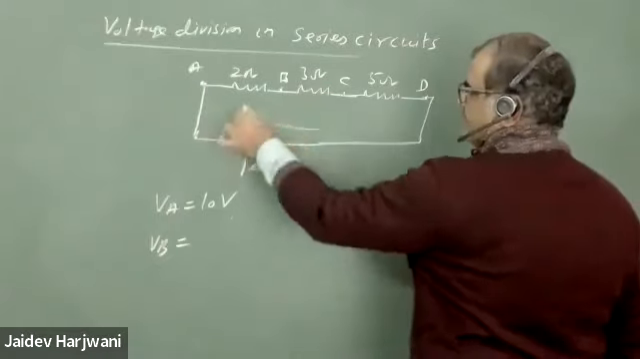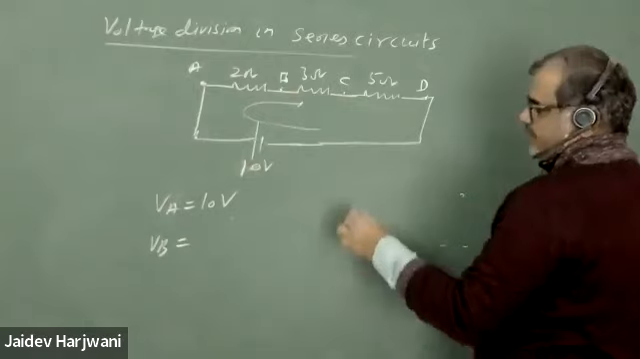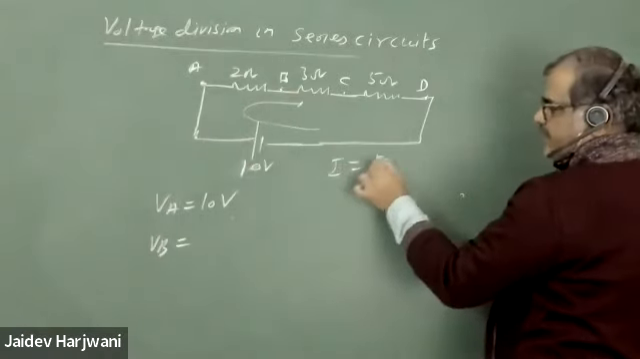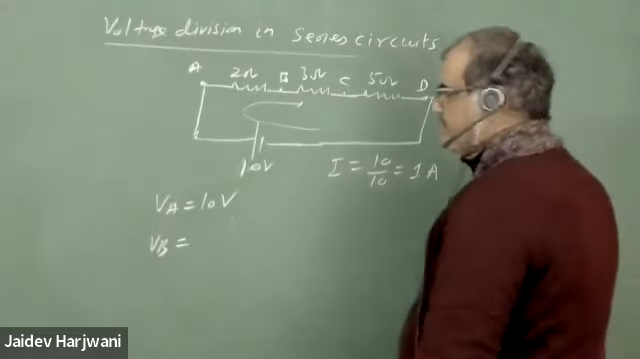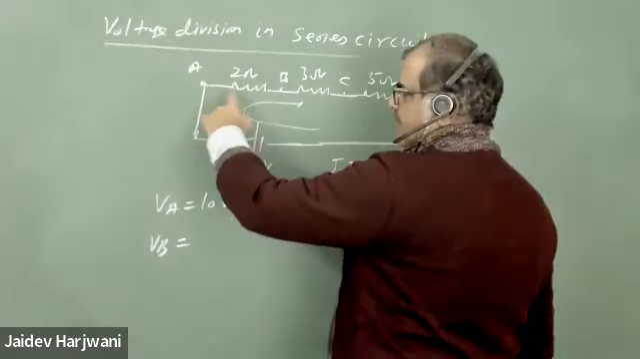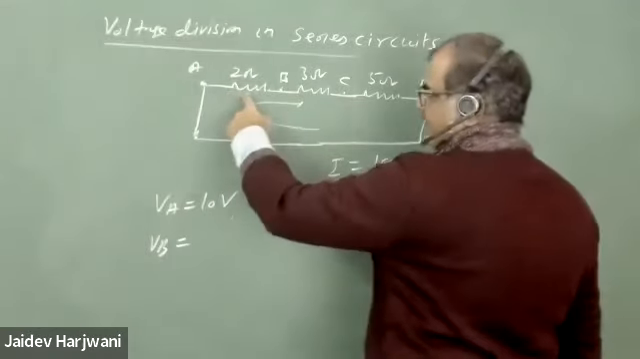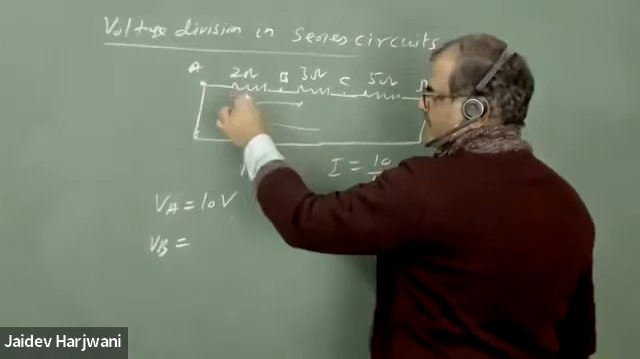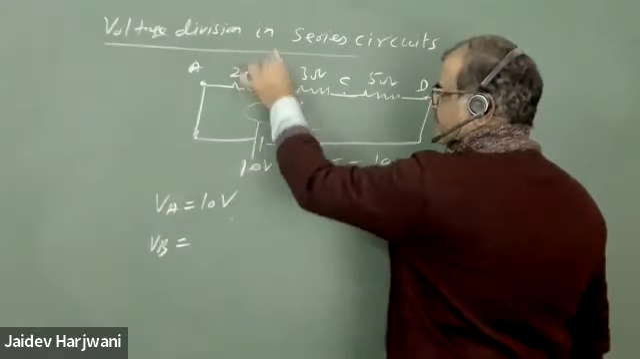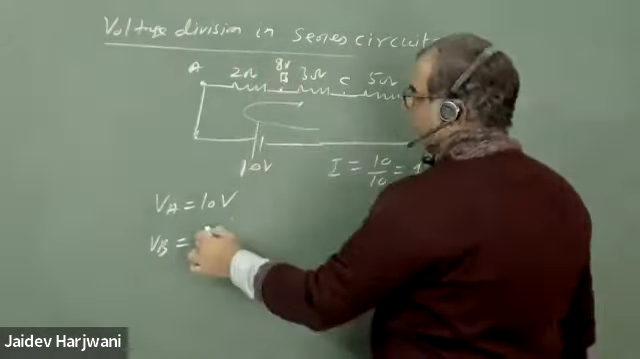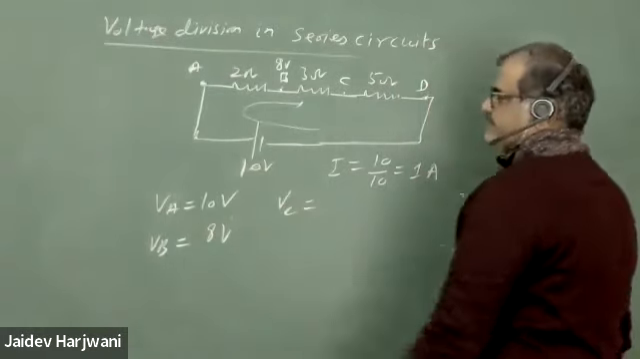Because the voltage in the circuit is 10 and R equivalent is 10, the current in the circuit is 10 upon 10, which is 1 ampere. So in the beginning you have 10 volts here and 1 ampere current is flowing, so you will have a voltage drop of 2 volts here. The remaining 8 volts comes here. So VB will be your 8 volts. What is the value of VC?